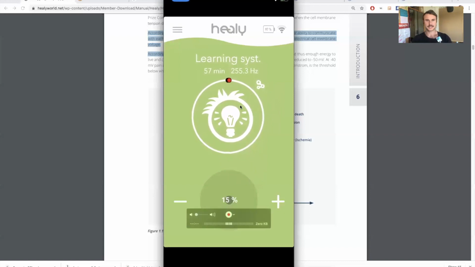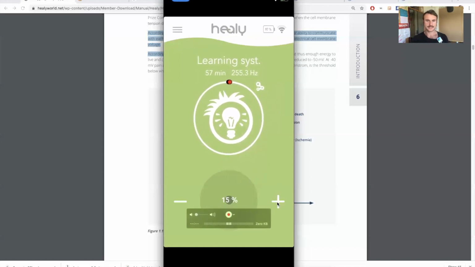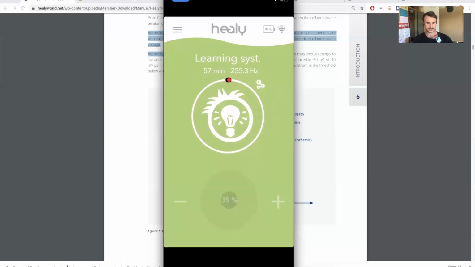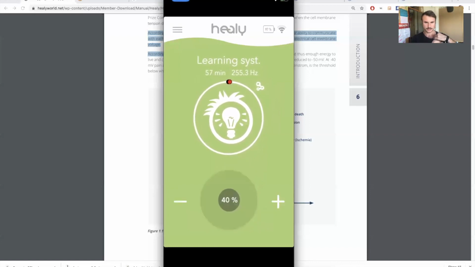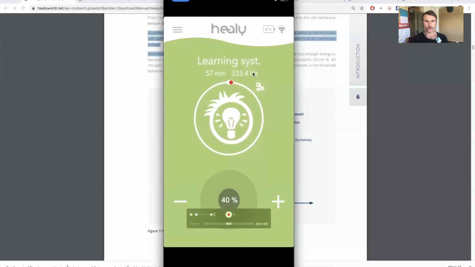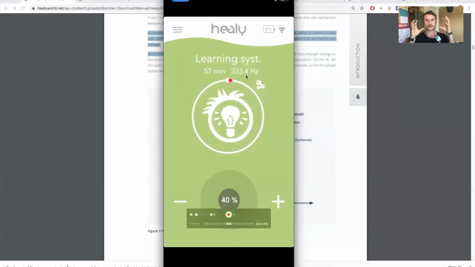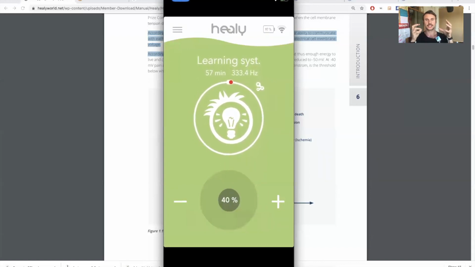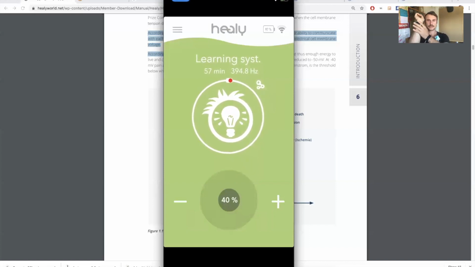All right, so we're going to put that on for a sec. As you can see here, learning system, this is the intensity. I can go up from 20%, 15%, up. And it's also connected here. It's a 57-minute program. Now this is the cool thing about it: 33.4 hertz. That's the frequency it's putting into my body right now. It's going to change in a couple of seconds to 394.8 hertz. That's what's coming through into my body.